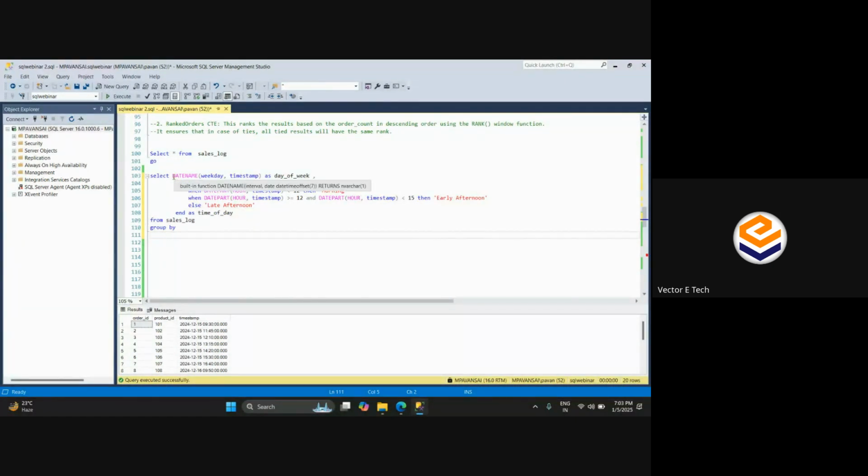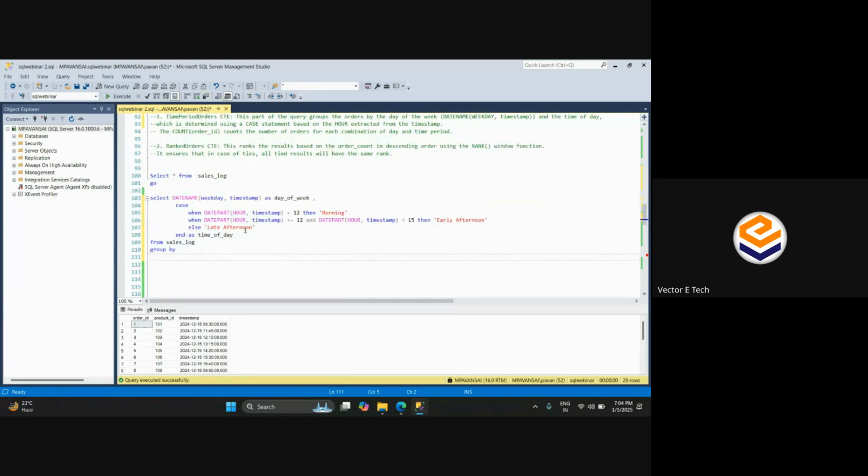What do we group by? We need to count, right? Count the number of orders. So you can make another column, put a comma, count. How do we count? We can take order ID and call it order_count. Okay, so we wrote three columns: one is day_of_week, one is time_of_day, and order_count.